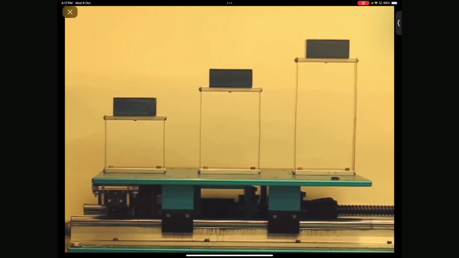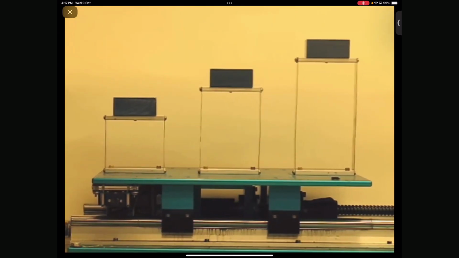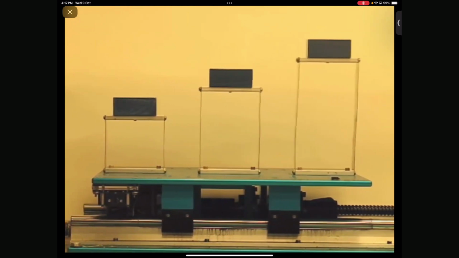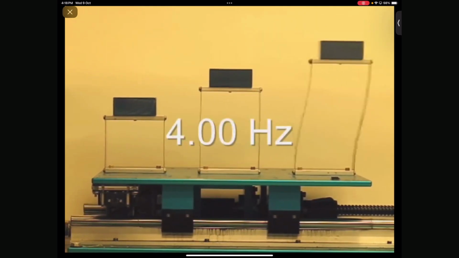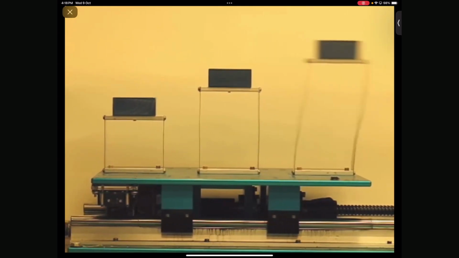As it starts to oscillate, this is nothing. Just wait and see what happens. As I keep increasing the frequency, you'll notice that the three are not vibrating the same way. One of them is vibrating a little more. Now you can clearly see one of them is not doing normal things. Which one is that? The tall one. Do you see that it's going out of control right now? At 4 hertz, what just happened here is called resonance.